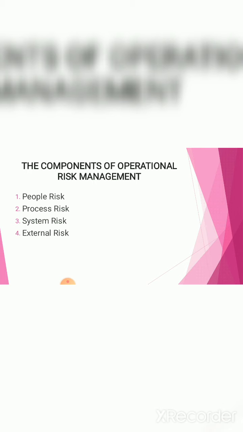The components of operational risk management. What are the components? There are four components. Number first is people risk. Number second is process risk. Number third is system risk. Number fourth is external risk.